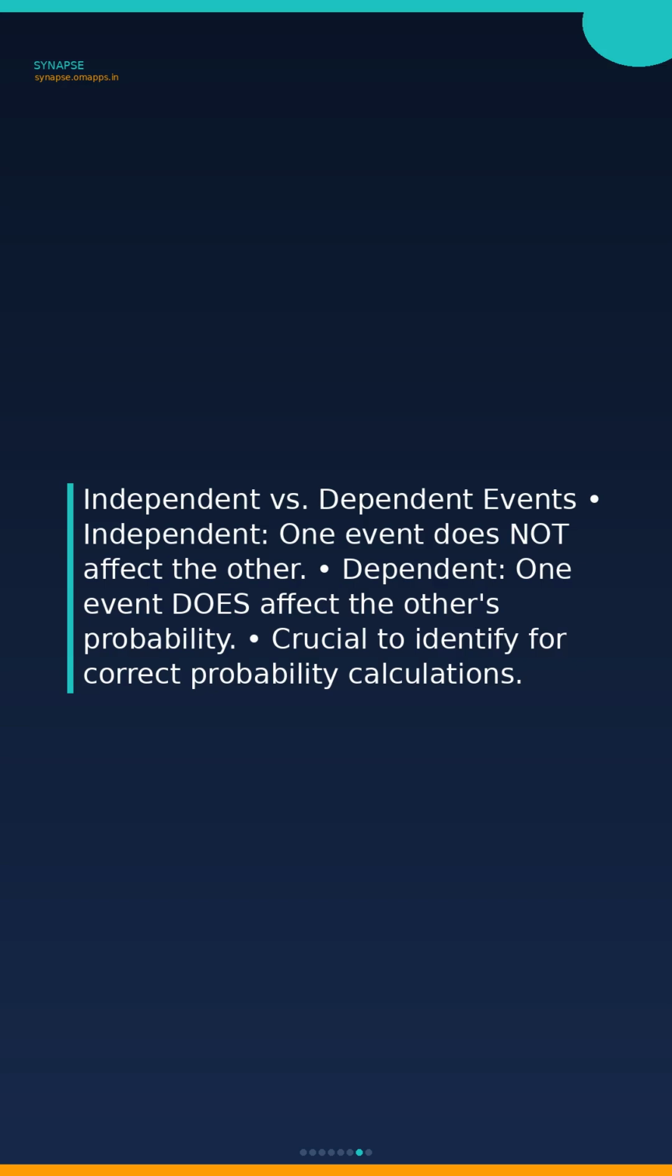Exam tip number 1. Carefully read the question to identify if it's conditional probability. Tip 2. Always simplify your fractions for the final answer. Tip 3. Remember that probability is always between 0 and 1.